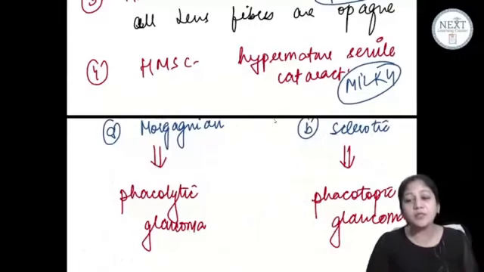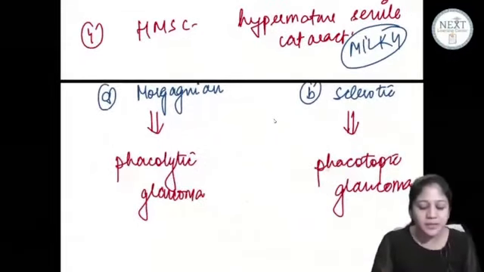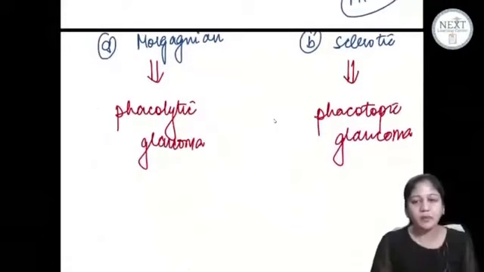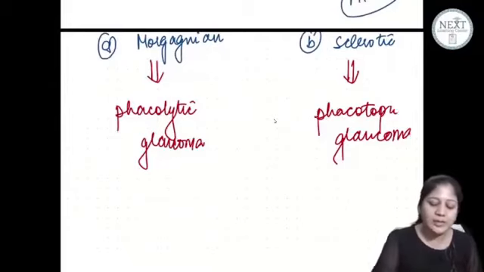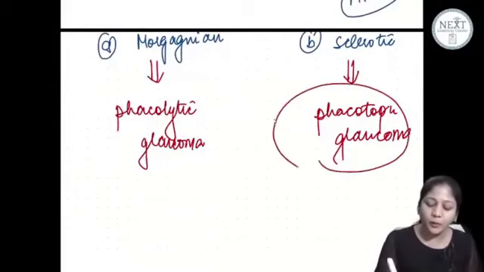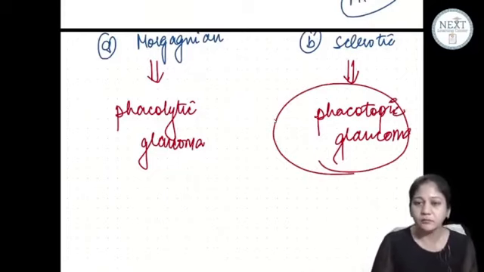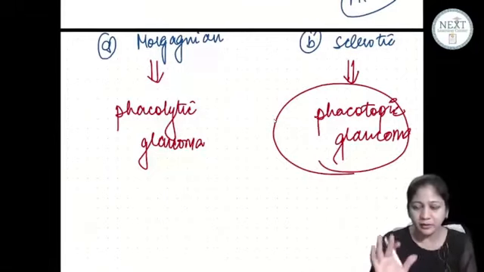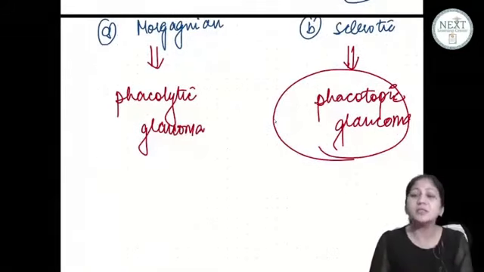Yes, it's because of the subluxation of the lens. I'll explain what happens. Please write down first. Phacolytic glaucoma and phacotopic glaucoma. Okay? These are two complications. Now, why does phacotopic glaucoma occur? Let me explain. Why does phacotopic glaucoma occur? Let me just explain. Written, everybody? Now, let us see what happens in sclerotic cataract.